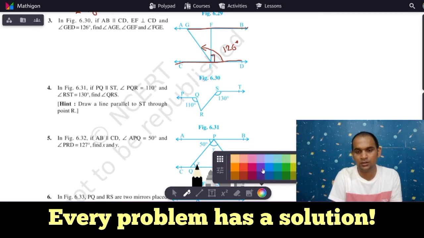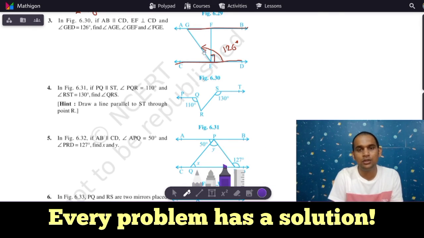I will represent with purple. We need to find angle AGE, angle GEF, and angle FGE. These are the three angles we have to find. Okay, let's begin.